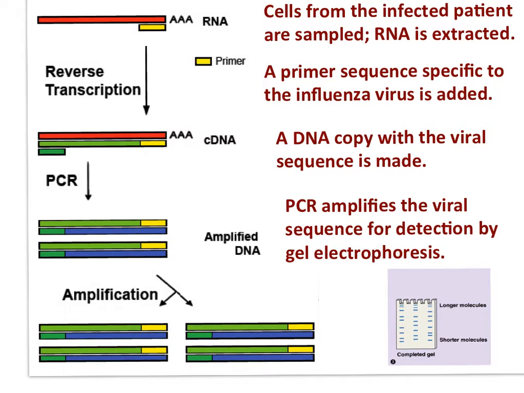Cells from the infected patient are sampled. All the RNA from the cells is extracted. A primer sequence specific to the influenza virus is added, and the primer is the key step. The primer targets base sequences specific to the virus. The primer is a probe, like a needle in the haystack. The primer binds to viral RNA only, not host cell RNA. A DNA copy is made using reverse transcriptase, but only viral RNA is copied into DNA because of the primer, and PCR amplifies the viral sequence that can be detected by gel electrophoresis.